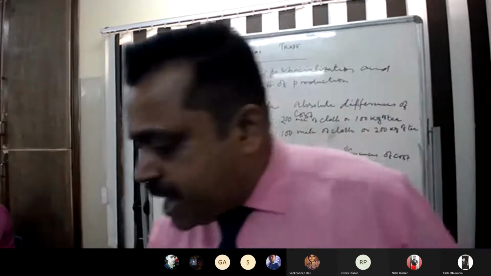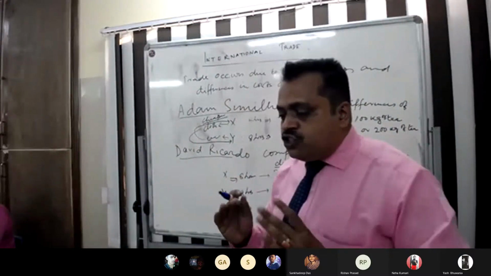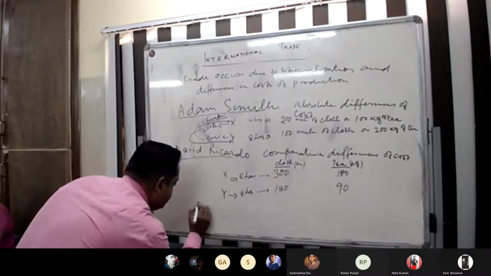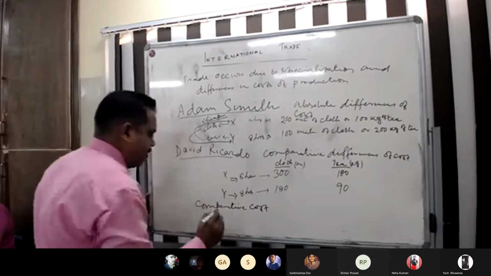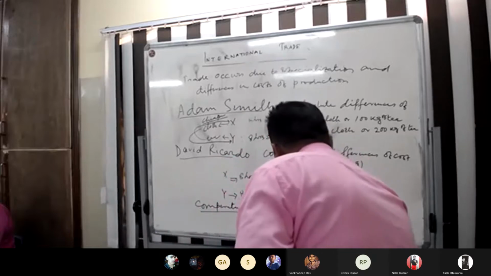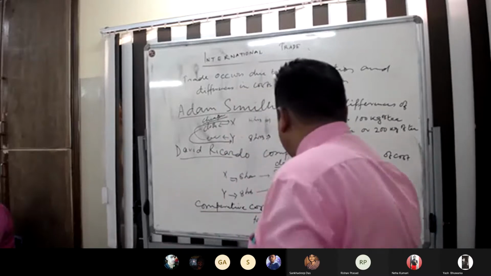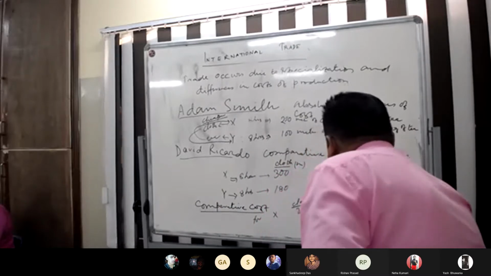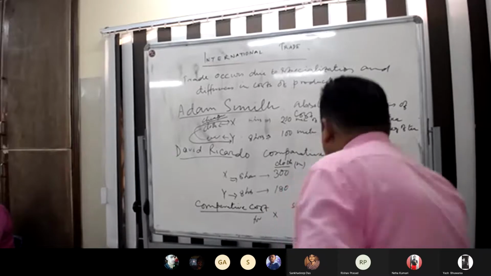So how will comparative advantage be calculated? Comparative cost differences are nothing but relative cost. We are calculating now. Say for country X, the comparative cost of cloth is 300 by 180, and of tea is 100 by 90. How much are you getting?